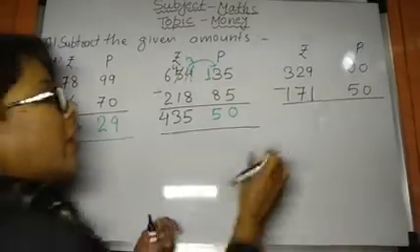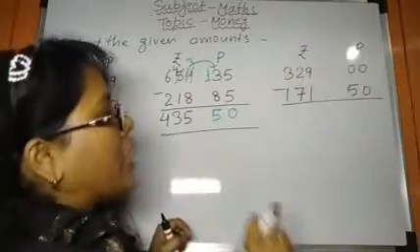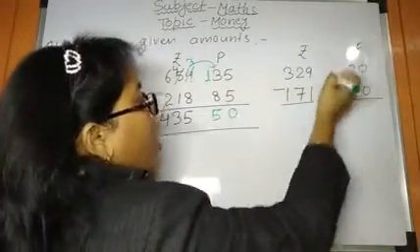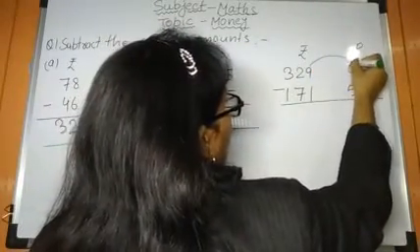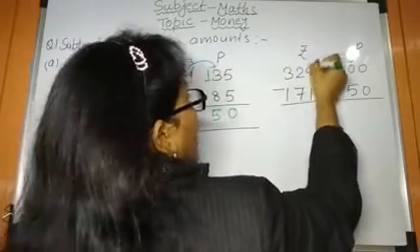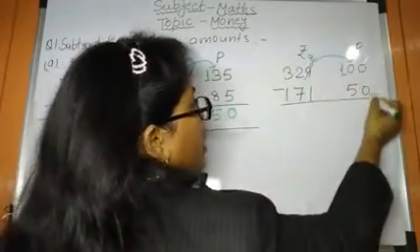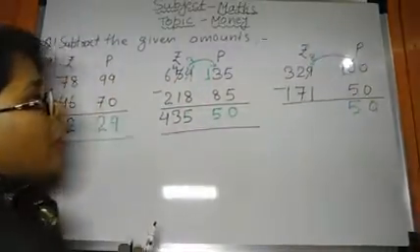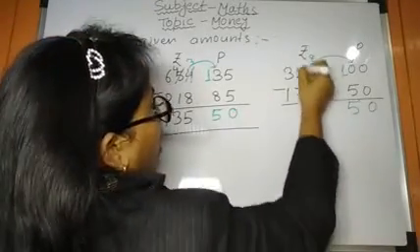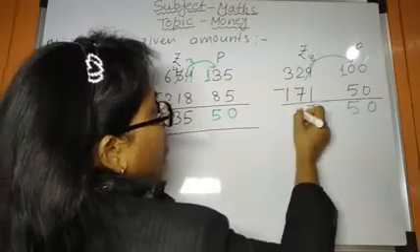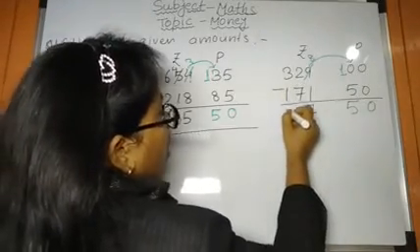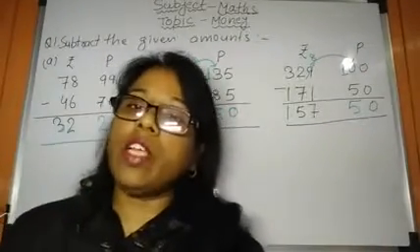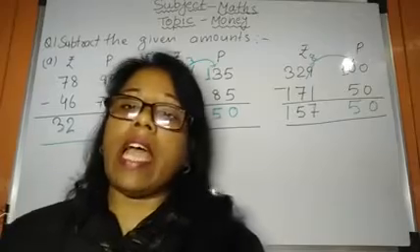Now come to the next one. Here 329 rupees 0 paise minus 171 rupees 50 paise. So what should we do? Again we will borrow. If we borrow here, it will be 100 paise and here it will be 8. Now 100 minus 50, 0 minus 0, 0, and 10 minus 5, that is 5. Now 8 minus 1, that is 7. Here it will be 12. 12 minus 7, 5. 2 minus 1, 1. So 157 rupees 50 paise. By this way you will subtract rupees and paise.